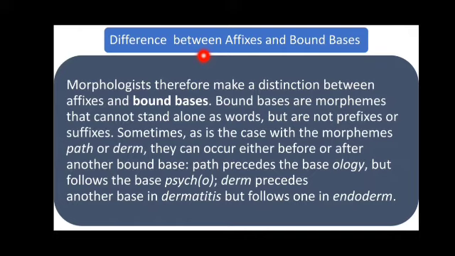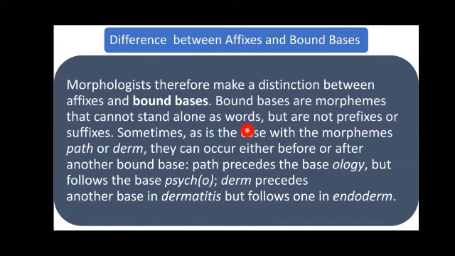The difference between affixes and bound bases. Here we will explain the difference between affixes and bound bases, and also why we can't call them prefixes and suffixes in the words we explained on the previous slide, for example, psychopath. Morphologists therefore make a distinction between affixes and bound bases. Bound bases are morphemes that cannot stand alone as words.